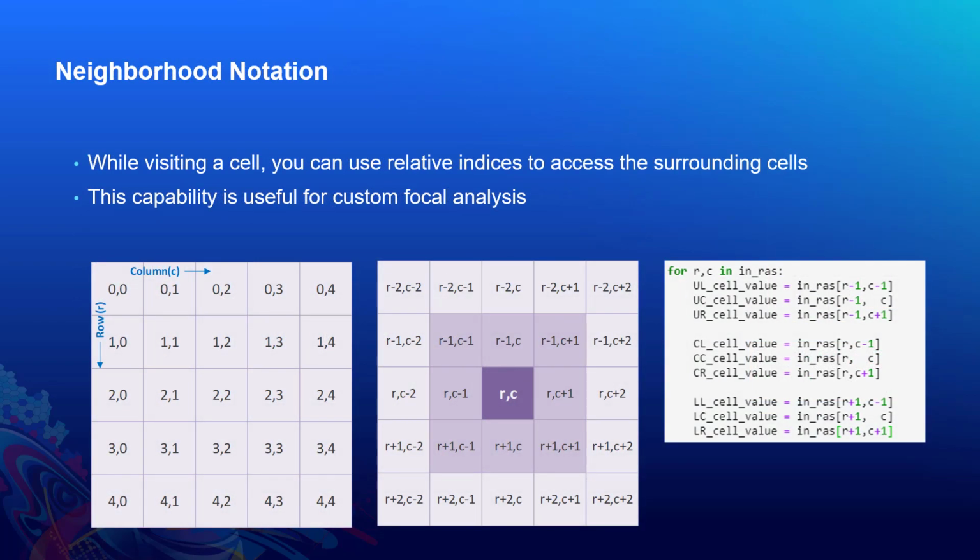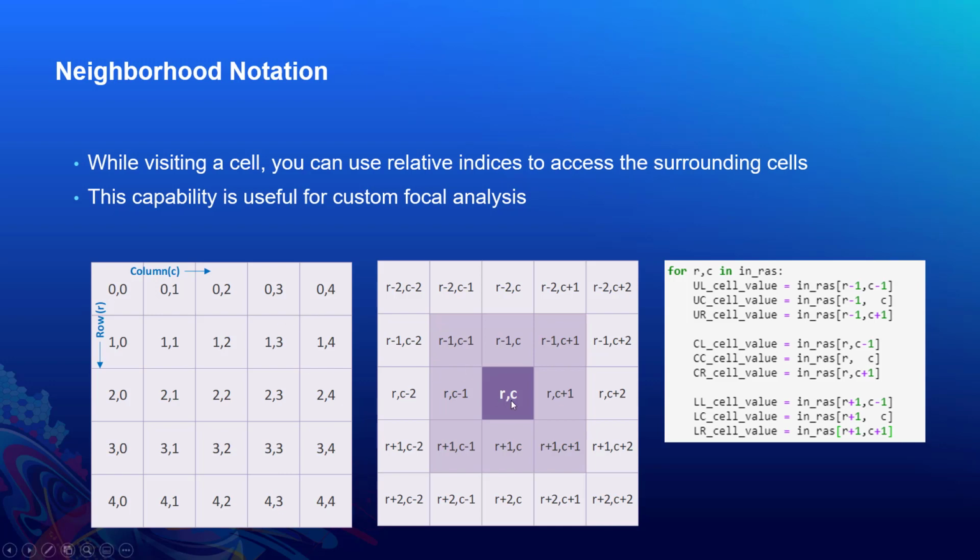So what is the neighborhood notation? While visiting a cell, you can use relative indices to access the surrounding cells. We call them neighborhood notation. This capability is very useful for custom focal analysis.